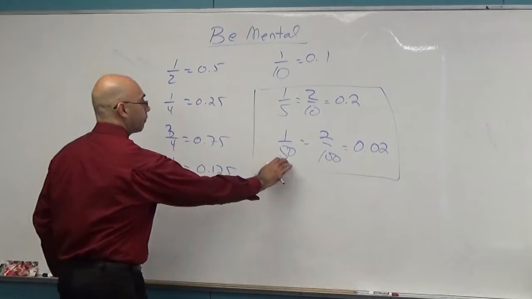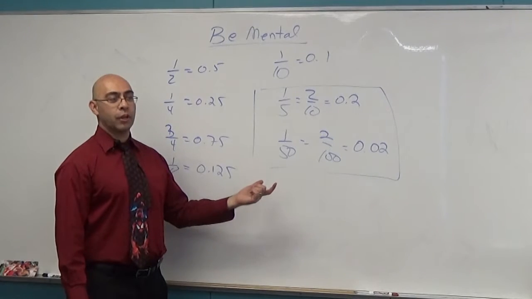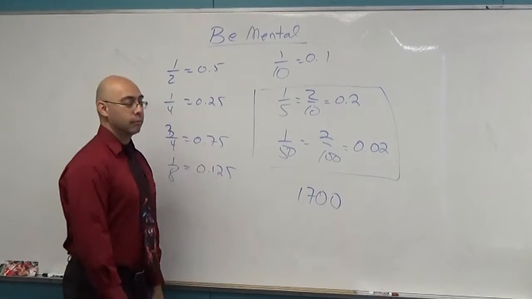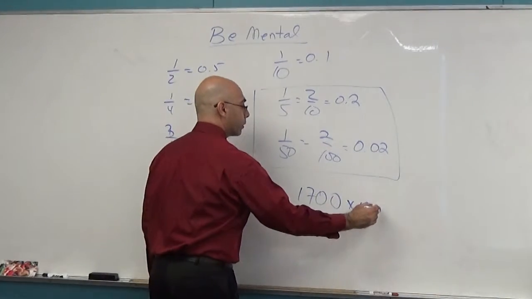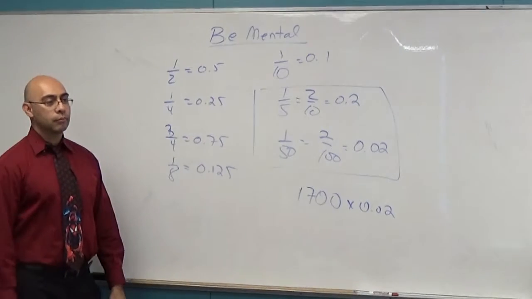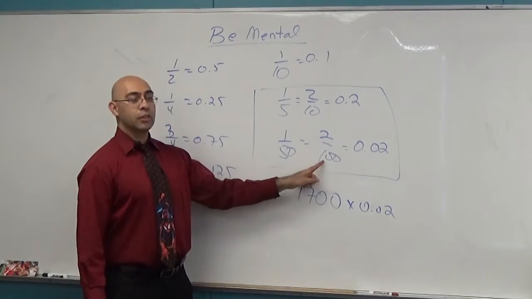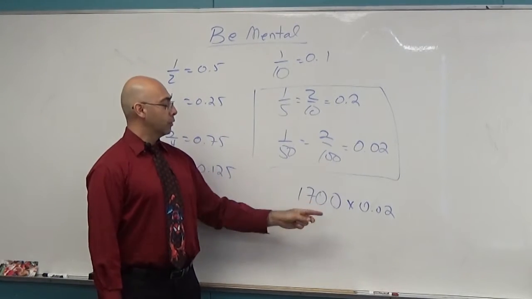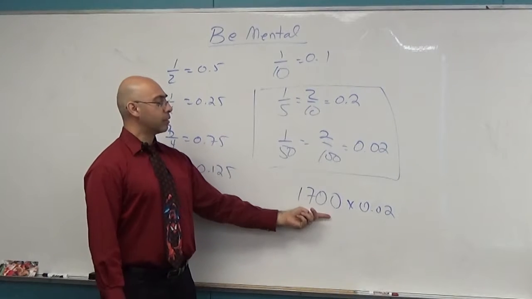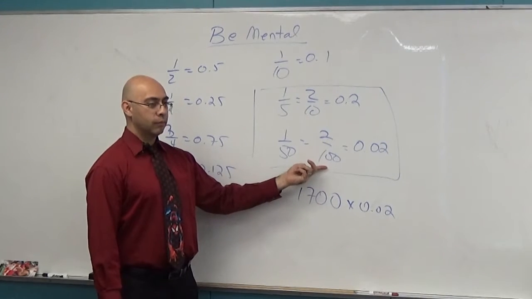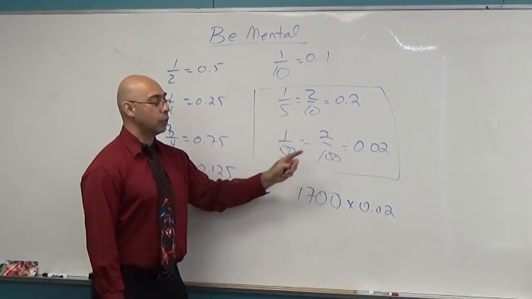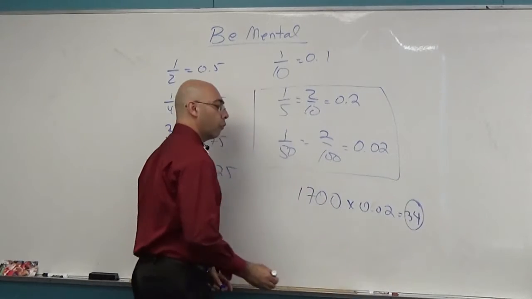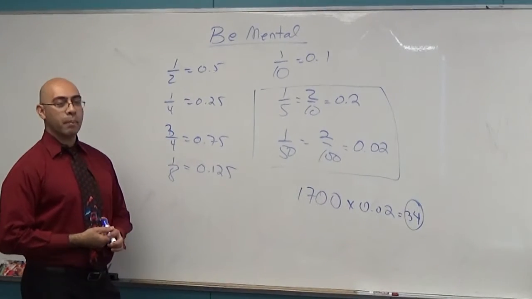Same thing with this guy. If the number was 1,730, or let's say it's 1,700, and they want you to multiply it by 0.02, you could say, well, use this fraction instead, because how many zeros are here? 2. How many zeros are here? 2. So what's 1,700 divided by 100? 17. And what's 17 times 2? 34. So you were just being mental there a little.